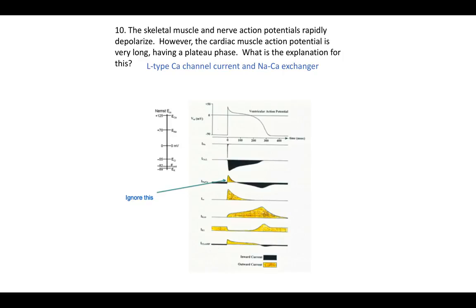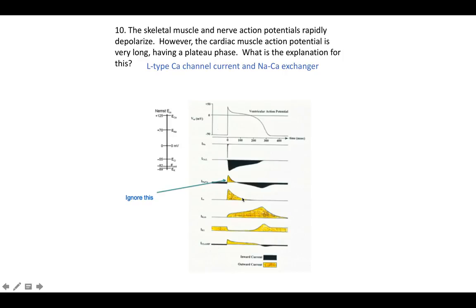Skeletal muscle, nerve, and action potentials rapidly depolarize. However, cardiac muscle action potential is very long, having a plateau phase. What is the explanation for this?